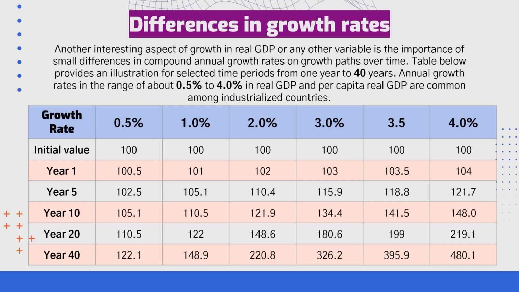Suppose we start with an economy that has an initial GDP of 100. This table demonstrates how a small change in growth rate leads to a huge difference in GDP after 40 years. A country growing at a pace of 4% annually will see its economy expand nearly fivefold, while a country growing at 0.5% will only see an increase of about 25% over the same period.